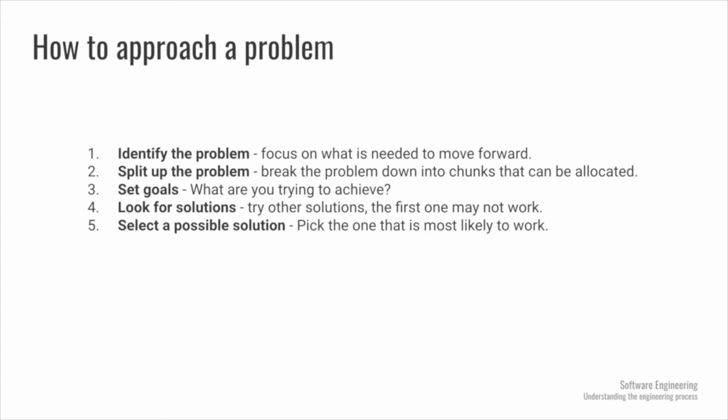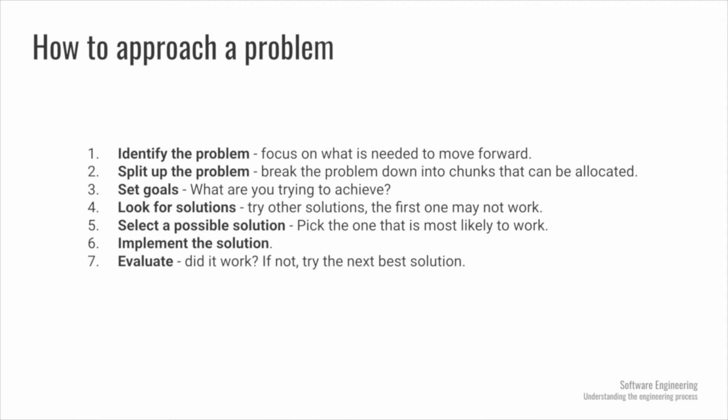Select a possible solution. Pick one that is most likely going to work. Implement the solution, and finally evaluate it. Did it work? If not, try the next best solution. With this approach, it's very important to fail fast and recover quickly. You don't want a solution to be the thorn in your side. You can also use this principle generally or with other processes, so keep it in mind.